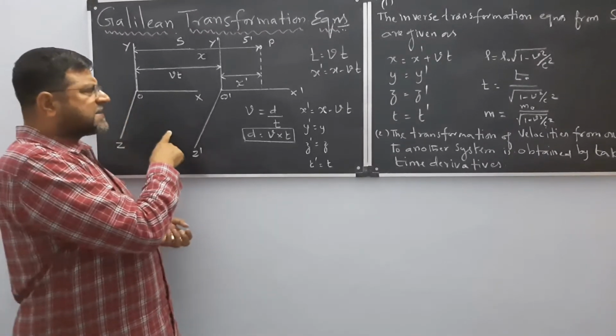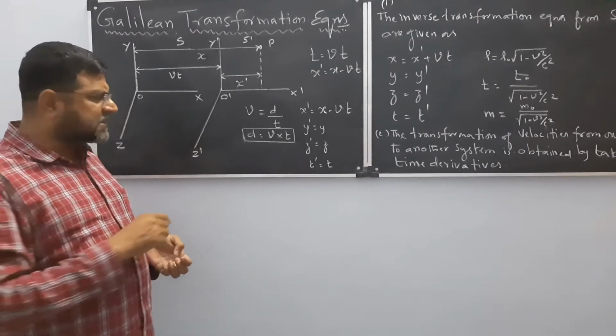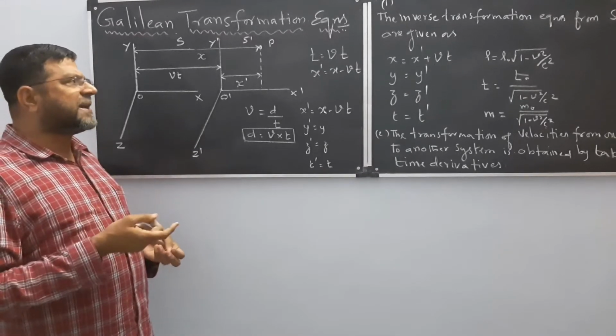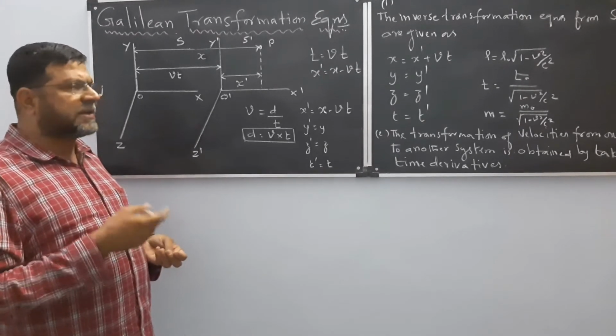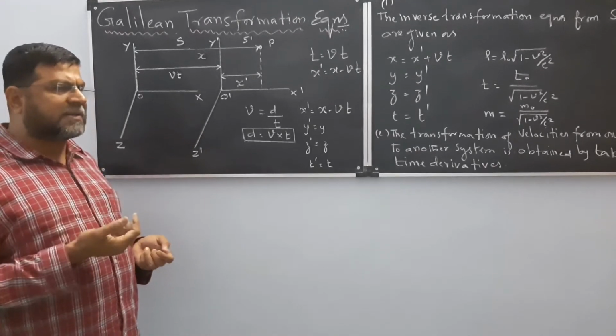So one system, another system is S dash. We know velocity is equal to distance by time. Distance is equal to velocity into time. Therefore, we can express t is equal to d by v. That is the time taken by the second system to move from another system.